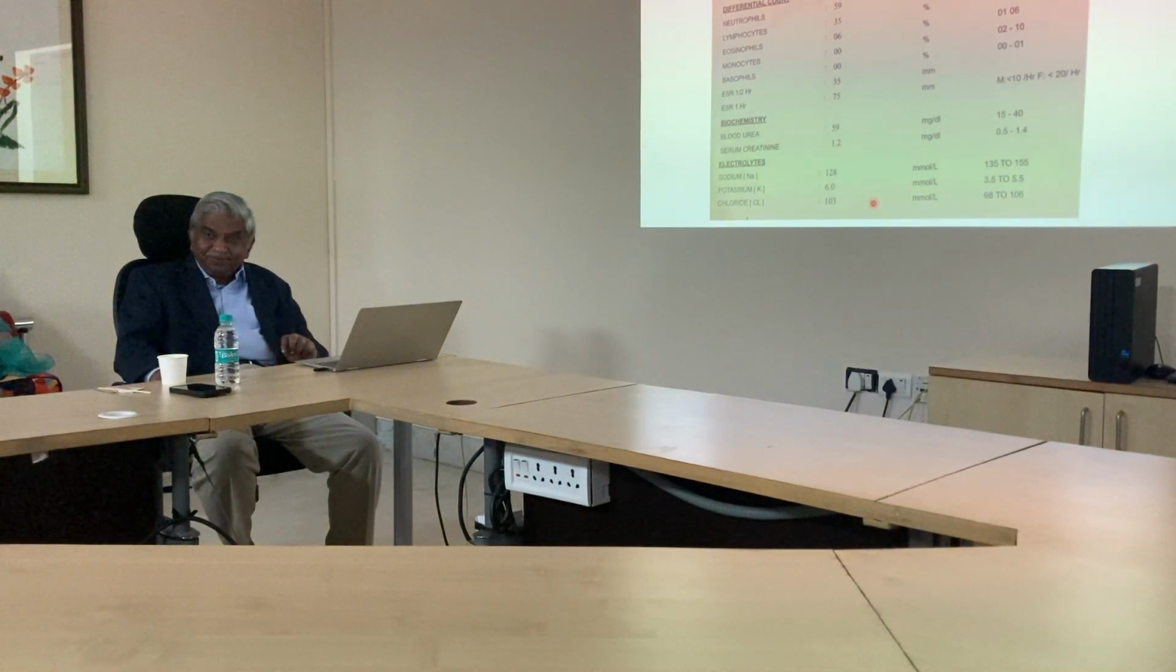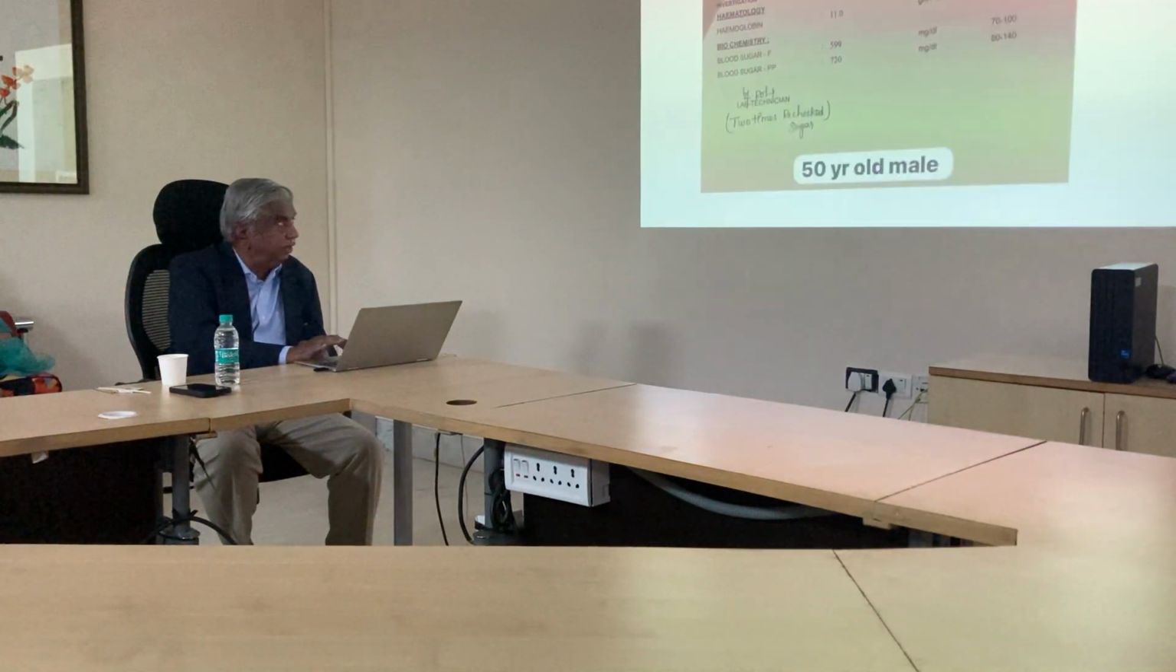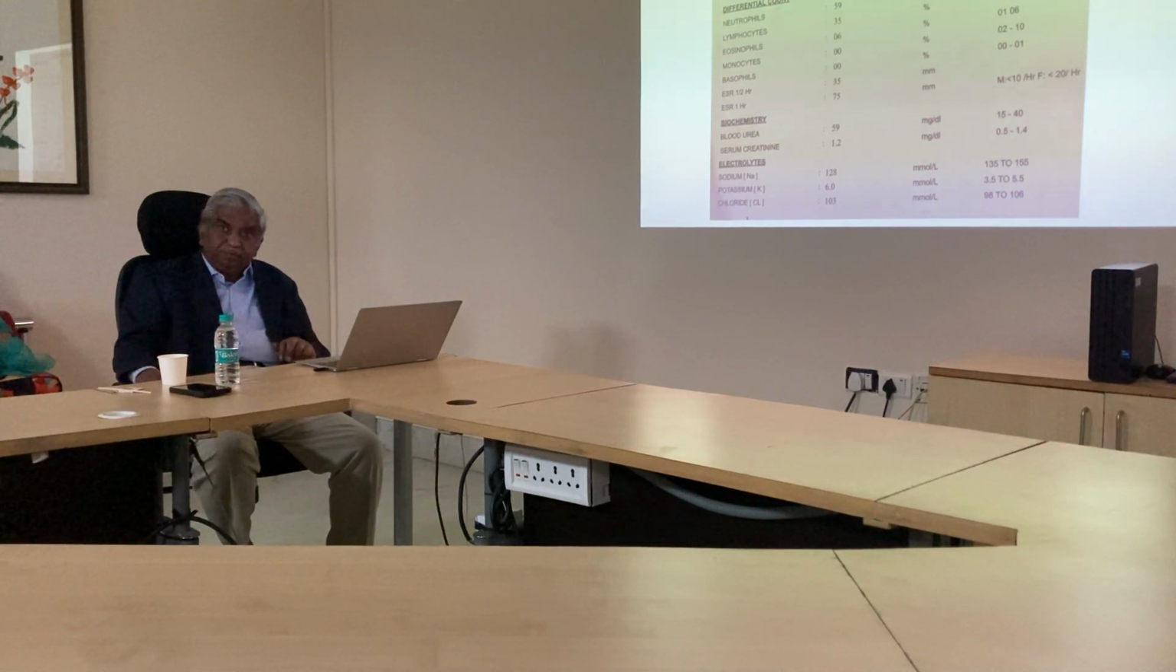Trainees? Same patient, I had shown the sugars earlier. 50-year-old male, fasting 599, PP 720, and sodium 128, potassium 6, urea slightly high, creatinine borderline. What exactly is going through your mind? Pseudohyponatremia. Whether you want to call it pseudohyponatremia or something else. What is pseudohyponatremia and what type of hyponatremia is this?